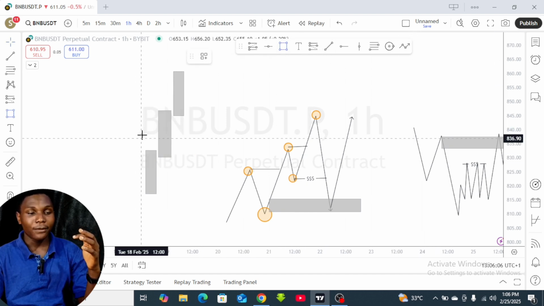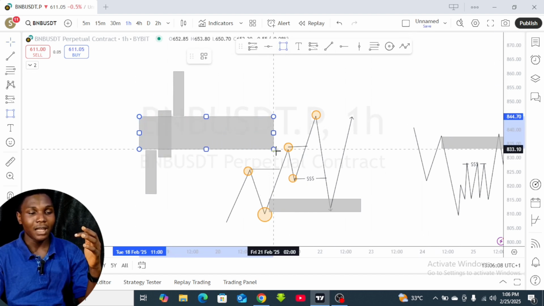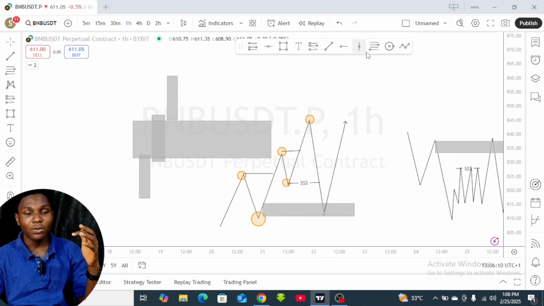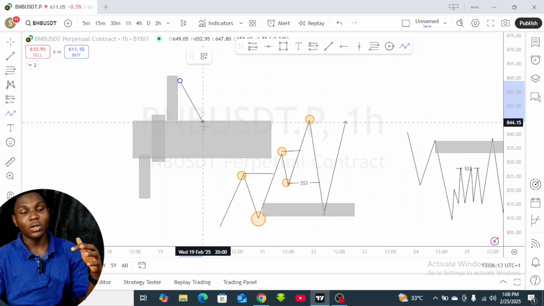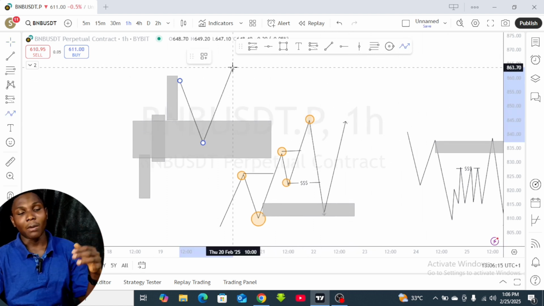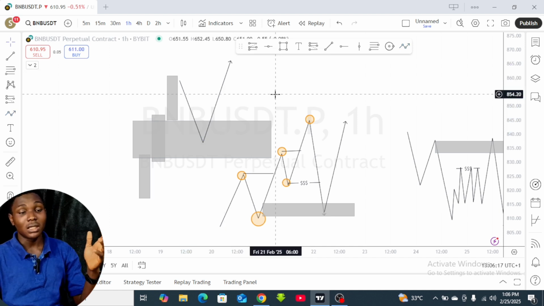Now, what is the reason for a fair value gap? Having a fair value gap in a valid trading area simply helps us get more validation that the market is going to mitigate the fair value gap and our demand or supply zone and continue trading in the intended direction.